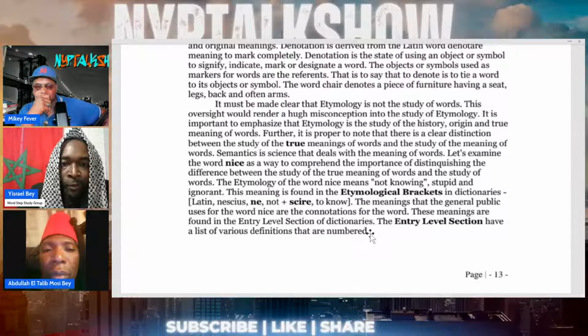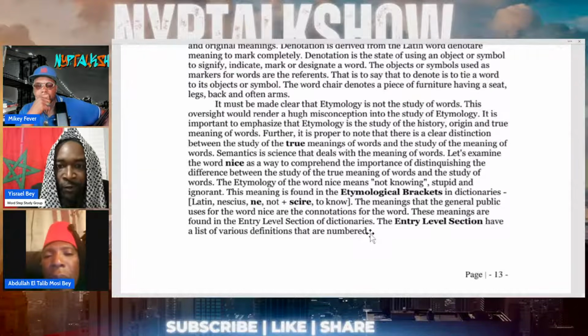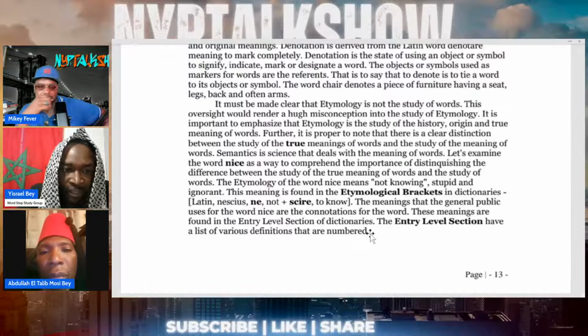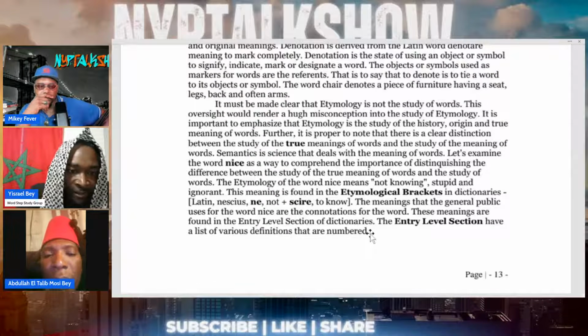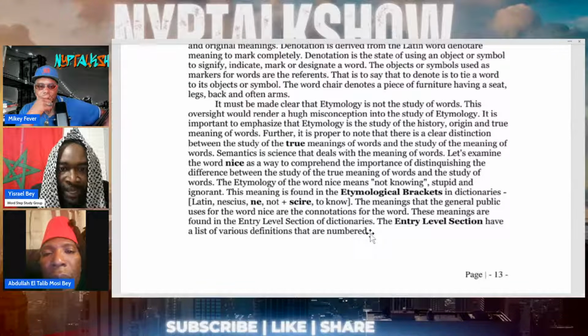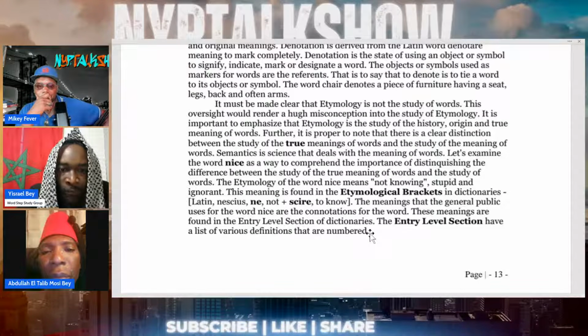Let's examine the word nice as a way to comprehend the importance of distinguishing the difference between the study of the true meaning of words and the study of words. The etymology of the word nice means not knowing, stupid, and ignorant. This meaning is found in the etymological brackets in dictionaries: Latin, nescius, ne, not, plus scire, meaning to know. The meaning that the general public uses for the word nice are the connotations for the word. These meanings are found in the entry-level section of dictionaries. The entry-level section has a list of various definitions that are numbered.